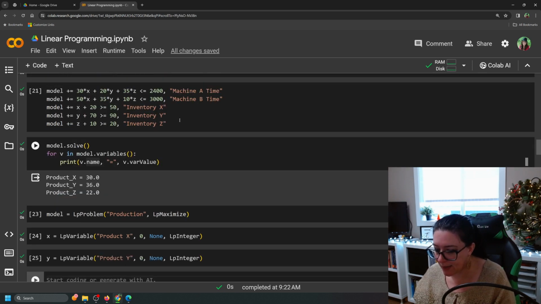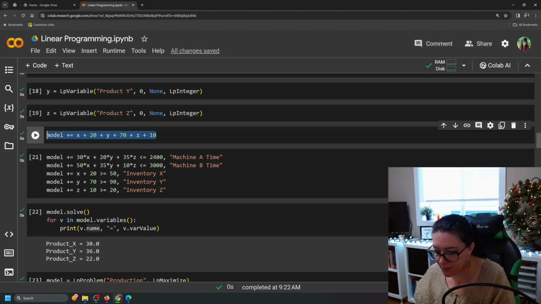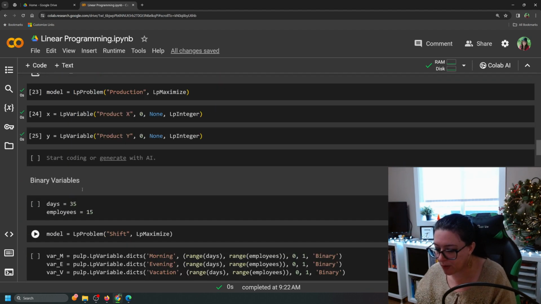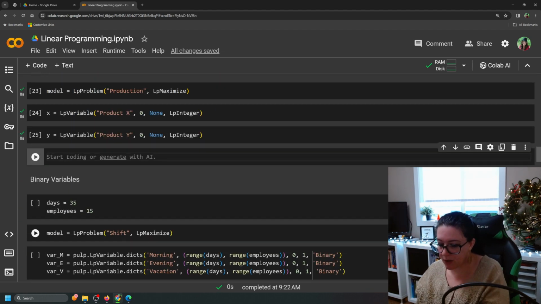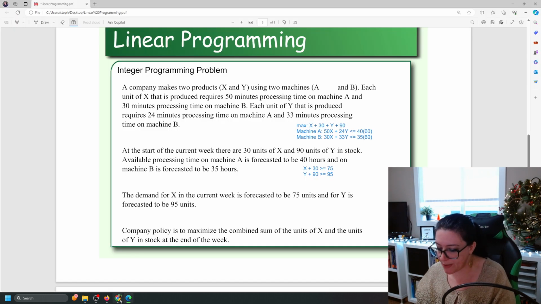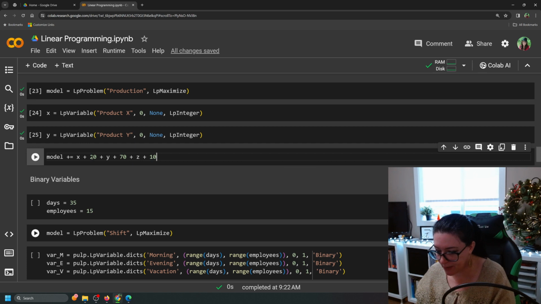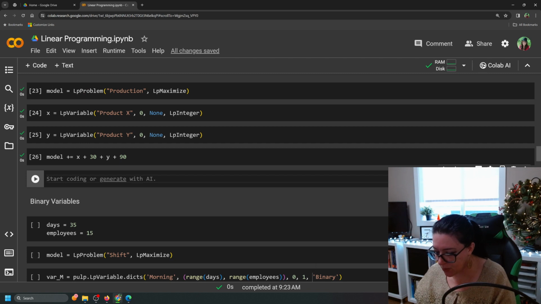Now we need to add in our maximization problem. So here was the code from before. We're going to change that code. If we go back and look, we have X plus 30, Y plus 90. Okay, put that into our system here. All right, now let's add some more lines of code.